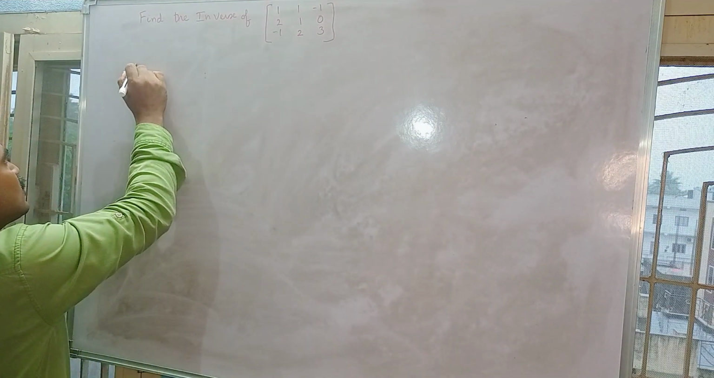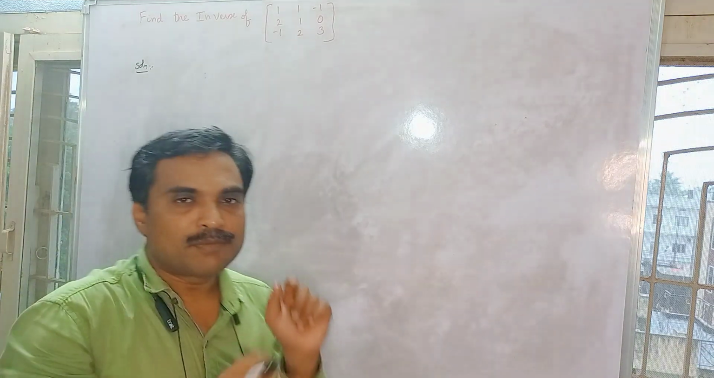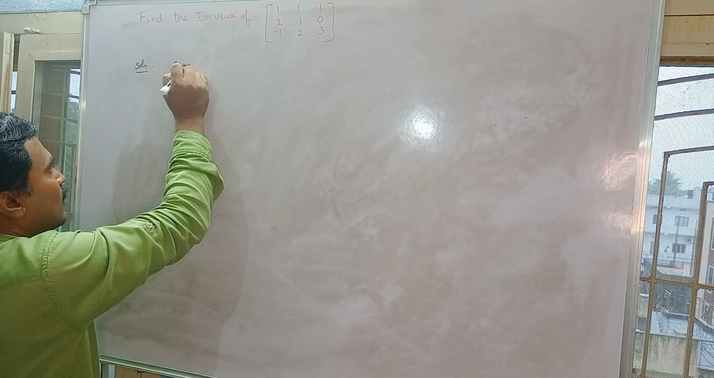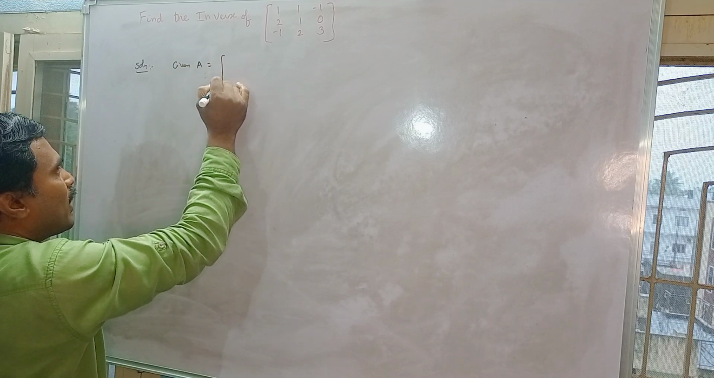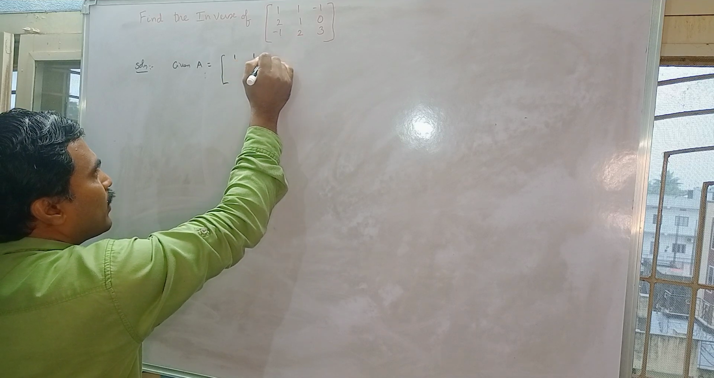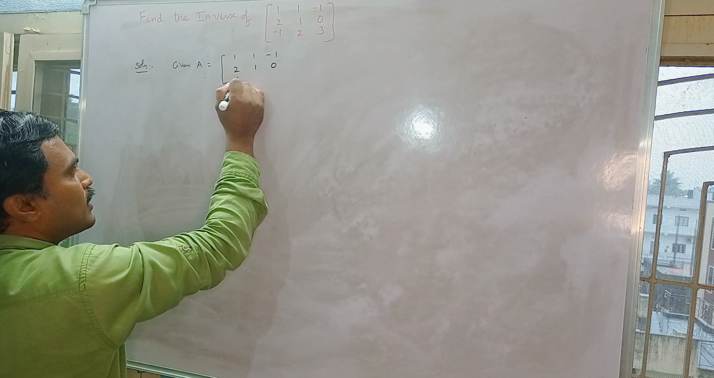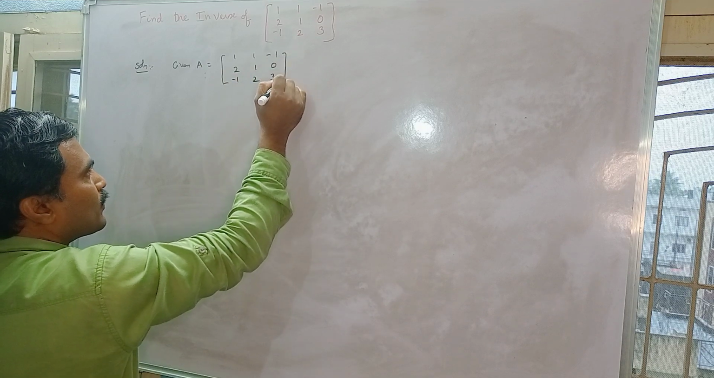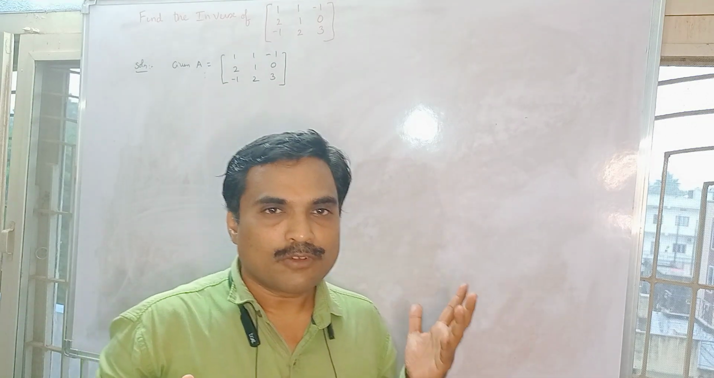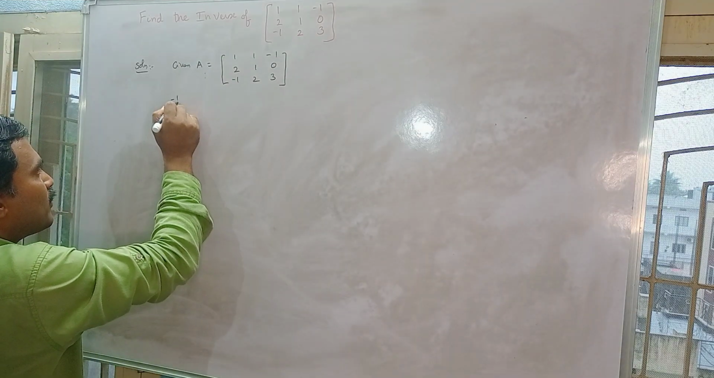So first, the solution. As I told you, we have to treat this matrix as A. So we are writing the given A equal to the matrix. Again I am writing all these elements: first row is 1, 1, minus 1, second row 2, 1, 0, third row minus 1, 2, 3. Like this you have to write. Then now we have to find the inverse, A inverse. So I am writing the formula here.